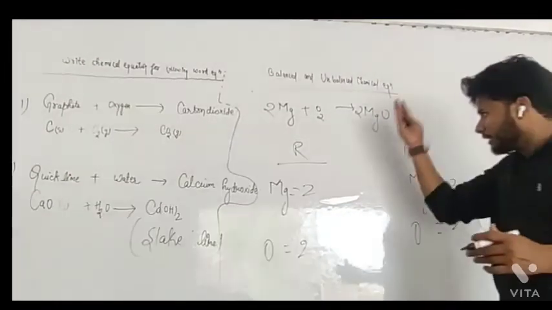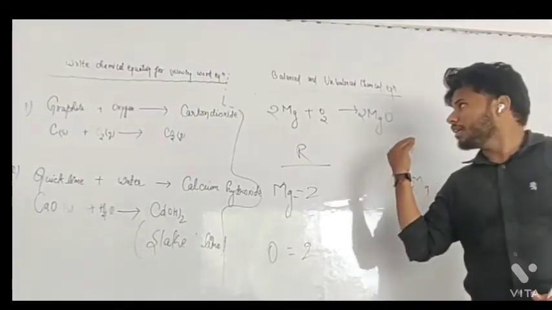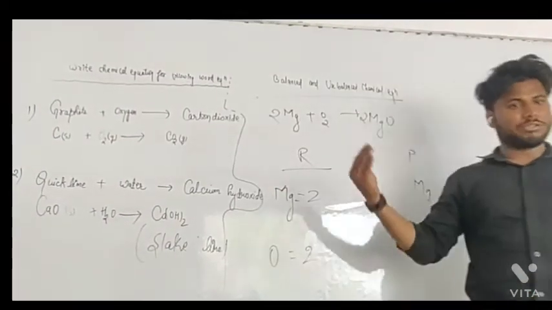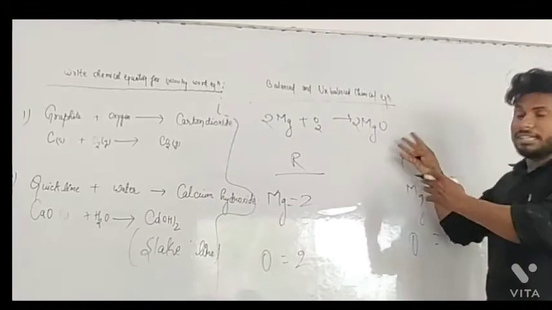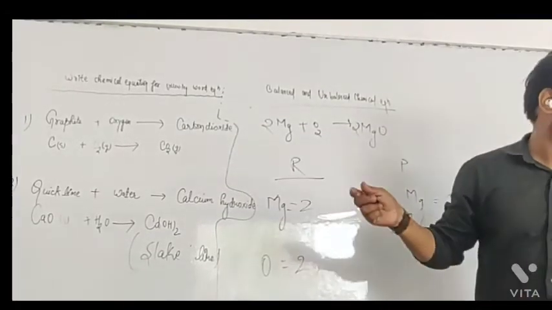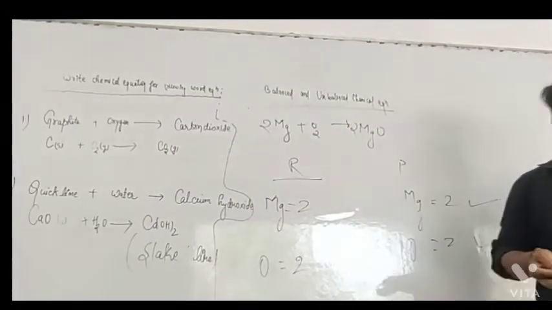So we can say that in that reaction the number of atoms on the reactant side is equal to the number of atoms on the product side. So the given reaction is a balanced chemical reaction and the given equation is a balanced chemical equation.